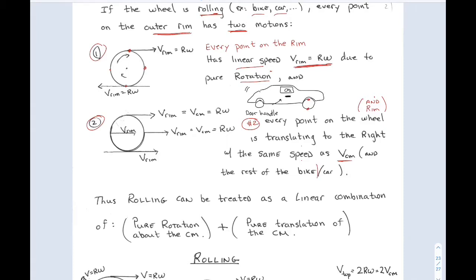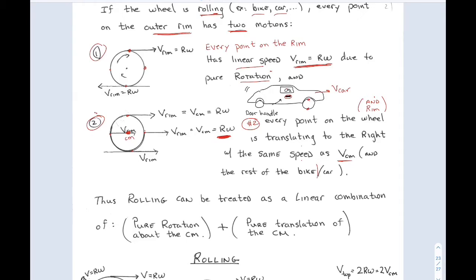Okay, so for example, here's my car, headed to the right. That's the speed of the car, right? Every part of the car is moving to the right with the same speed as the door handle, as the person, and every point on the wheel. So in this picture, every point on the rim is moving at the same speed as the center of mass. Remember, the center of mass has speed r omega. There's the center of mass. The door handle has that speed. You in the car have that speed, and every point on the rim has that speed.